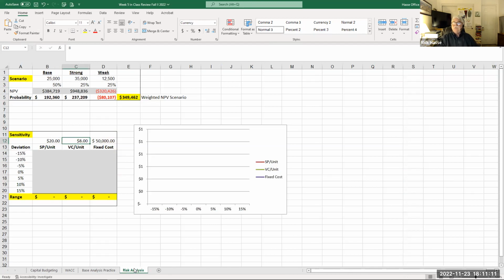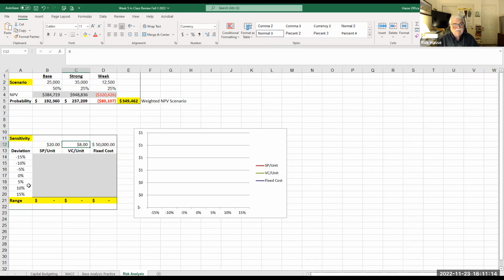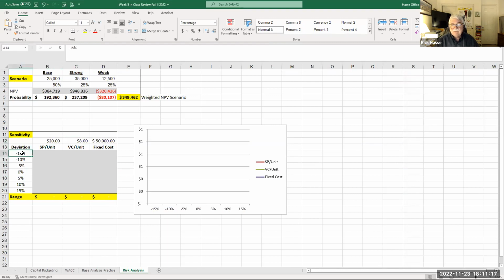So it takes those three variables and then says, what happens if selling price per unit drops 15%? What happens to our NPV? What happens if variable cost drops 10%? What happens to our NPV? What happens if fixed costs go up 15%? What happens to our NPV? So our job here is to independently change these key variables, determine the NPV, and then see how sensitive those variables are to change. How much are we going to make or lose if certain things happen to these variables?